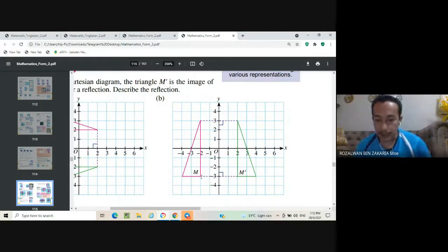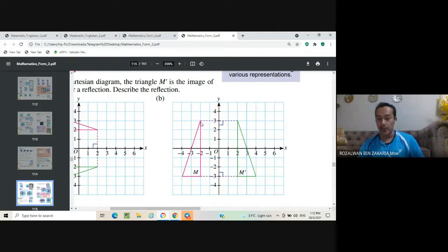This is the point before reflection, and this is the same point of M after reflection. So find the distance from here to here, which is 1, 2, 3, 4. We have 4 units. And also from here to here, we have 1, 2, 3, 4. We have 4 units. So that means you divide 4 by 2, and same here, 4 divided by 2, we have 2. That means the position of the axis of reflection is equal to 2.